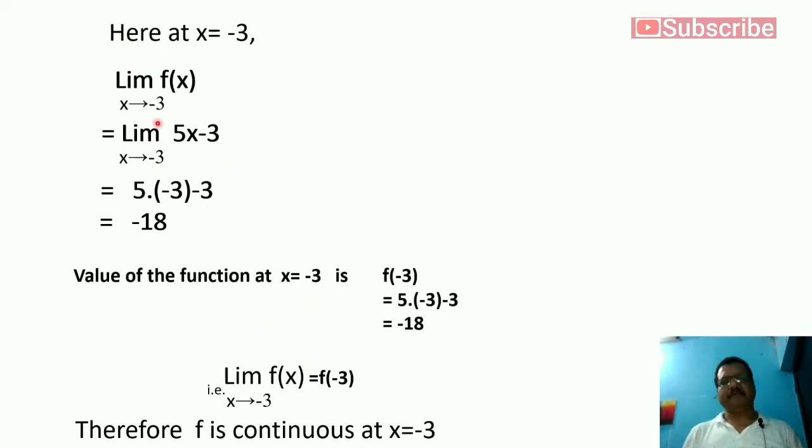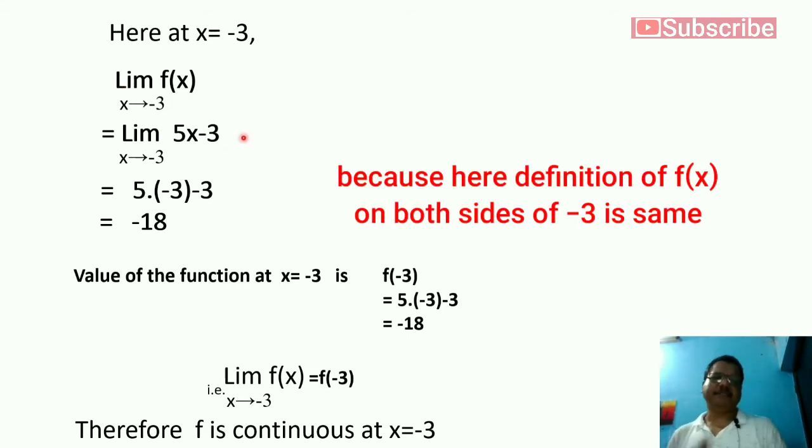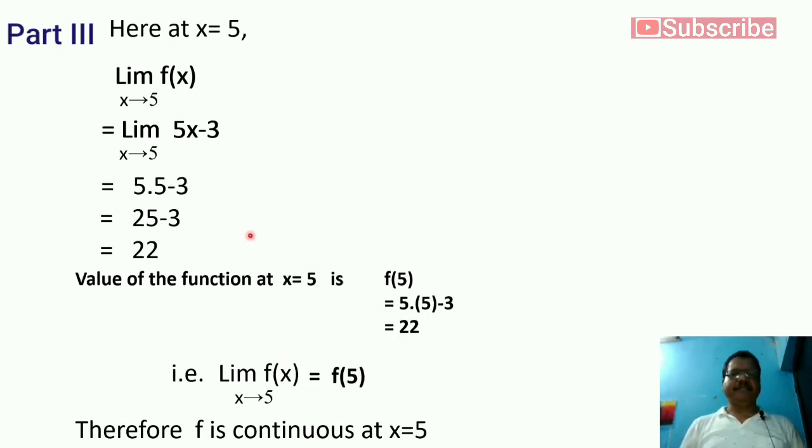Okay, I am repeating, it is not necessary to find the left hand limit and right hand limit separately, because here the definition of f(x) on both sides of minus 3 is the same. Got it? I'm not going to write all the details, just the answer I am giving.